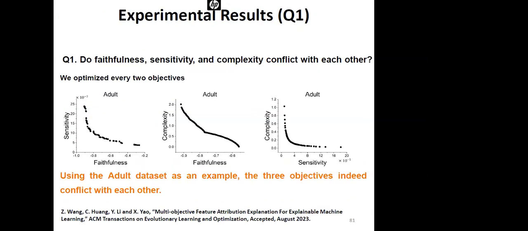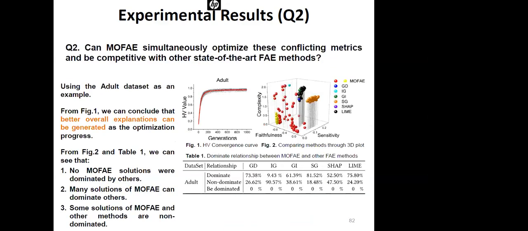So the first question is somewhat straightforward. The answer is that these three performance metrics for explainable models do have conflicts with each other. Maybe that explains why all published papers use only one metric, because it's kind of difficult for them to handle multiple metrics simultaneously. And the second one is, if we consider a multi-objective approach, do we advance the state of the art?